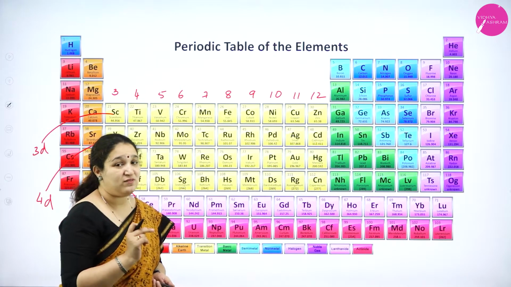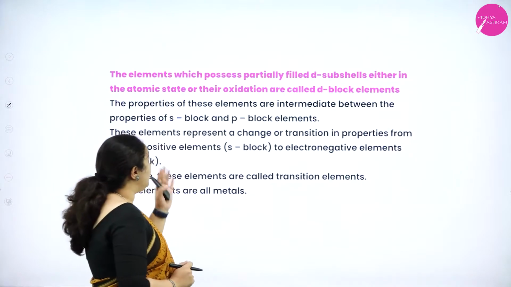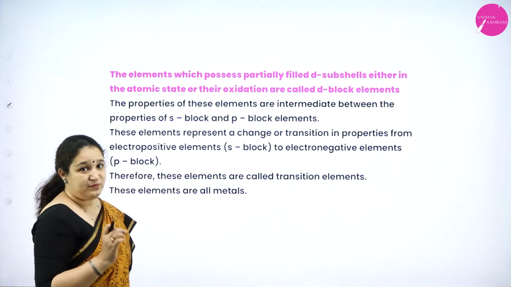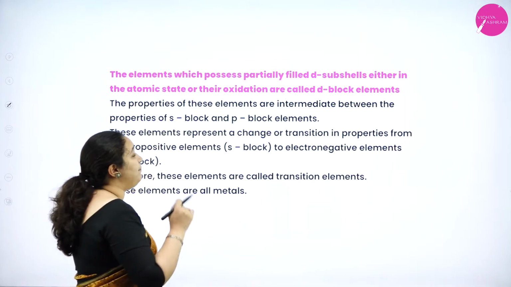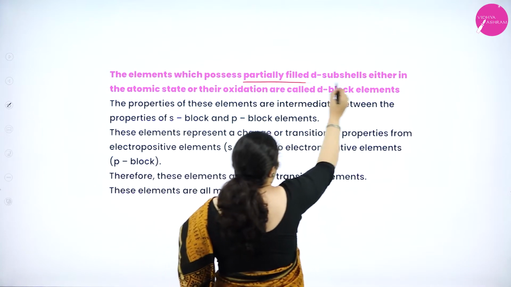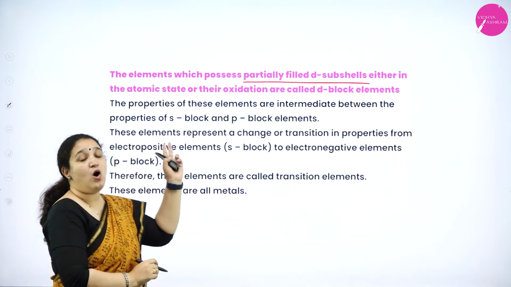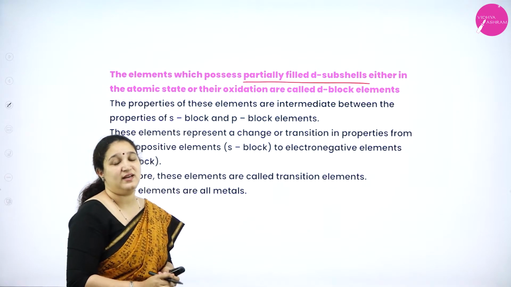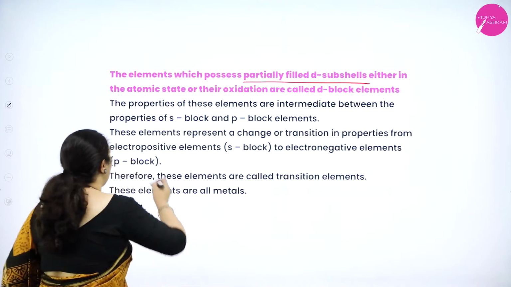There is one more reason why we call it a transition metal. I shall explain. So what is the definition? This is one way of defining it. The elements which possess partially filled d subshell either in the atomic state or in their oxidation state are called d block elements. So this is one of the definitions.